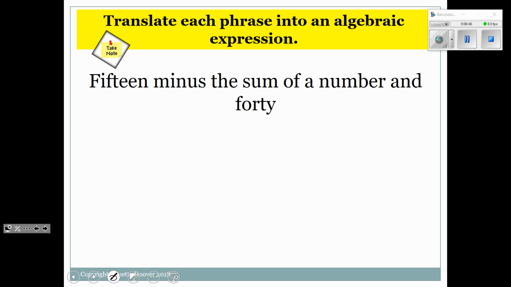Left to right, it says 15 minus, so we simply write 15 minus the sum of, there's our set of parentheses, and what do we put inside? A number and 40, so we're adding a number plus 40 in parentheses.